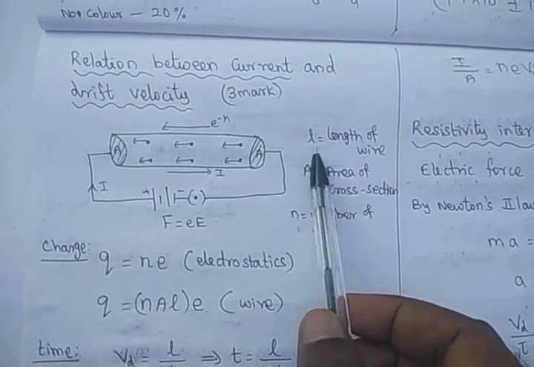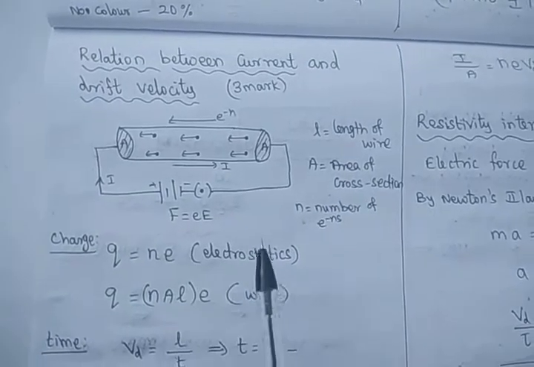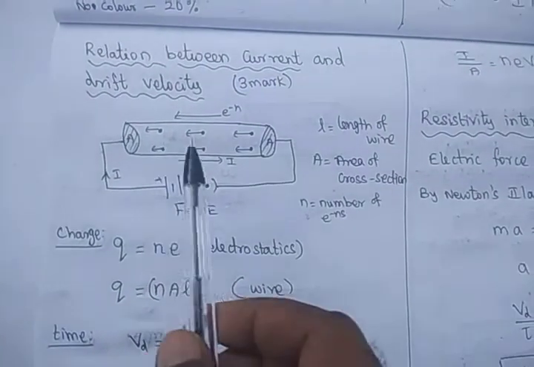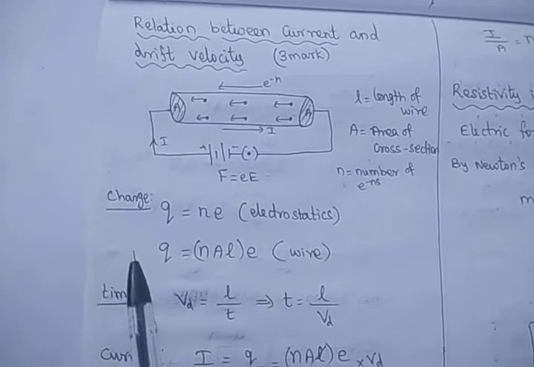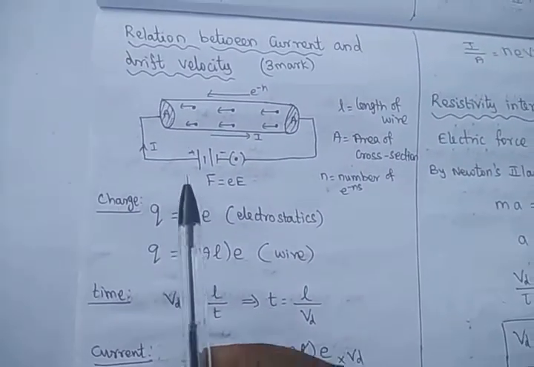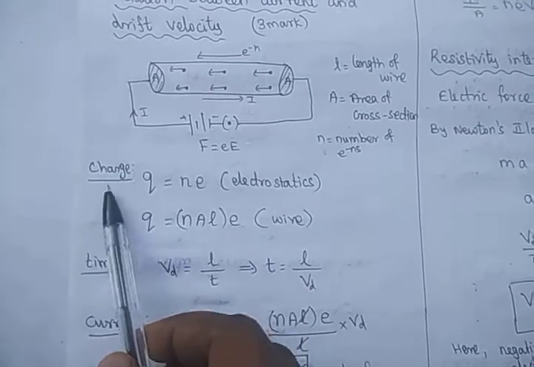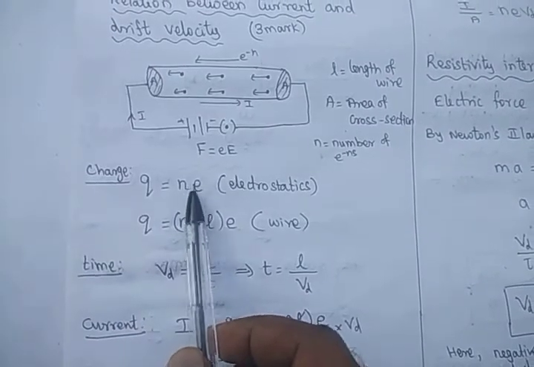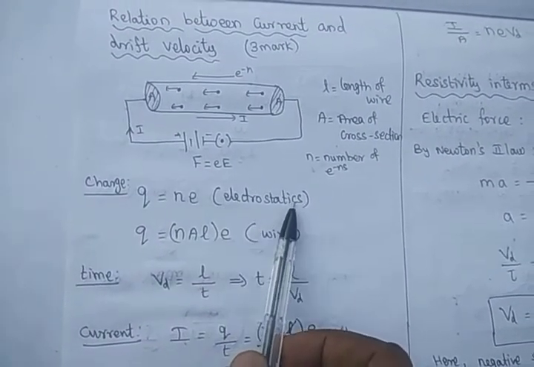The length L is the length of the wire, A is the area of cross section, and N is the number of electrons in the given wire. As with charge in electrostatics, we say current means Q by T. So first, what is Q? Q is a charge which is equal to Ne. But this is in electrostatics.